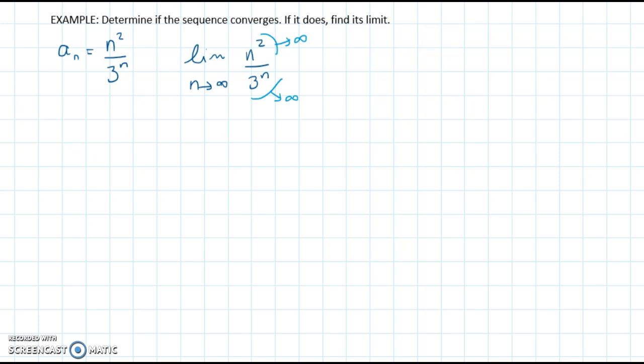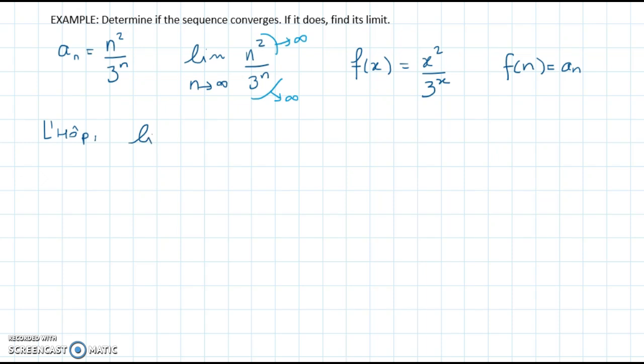We may notice that if we consider the function f of x to be x squared divided by 3 to the power of x, then the function restricted to the natural numbers is the sequence we are considering. And the advantage of doing this is that for this function we can apply L'Hopital's rule. In the numerator we have the function x squared, which is a nice smooth function. In the denominator 3 to the x is also differentiable, and each of them, as x approaches infinity, approaches infinity, and we are considering the quotient of them.